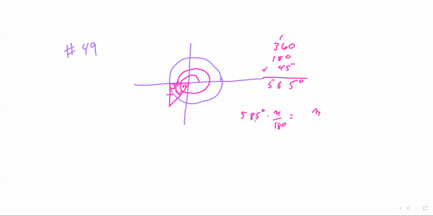Write the pi. I know it goes by 5, so let's start there. So 585 divided by 5 gives us 117. And then 5 goes into 180 36 times. All right, let's see. 117, that's 8, 9, divisible by 3. So 117 divisible by 3 is 39.